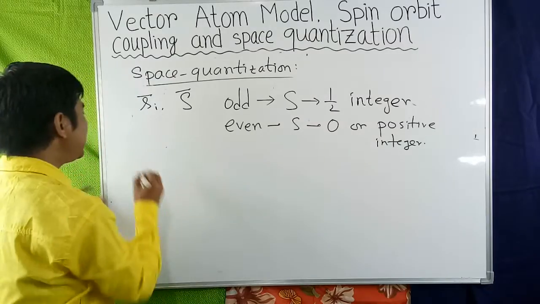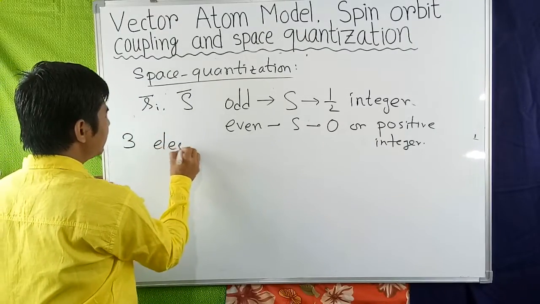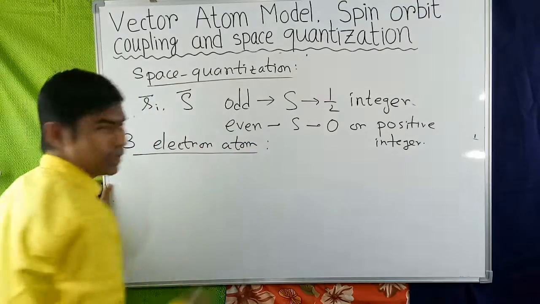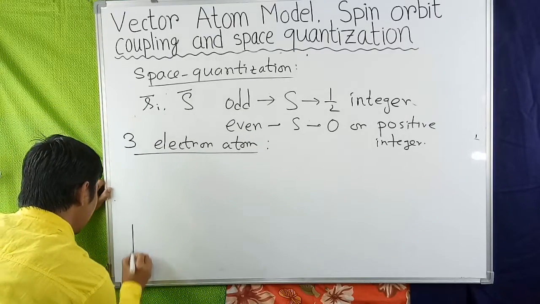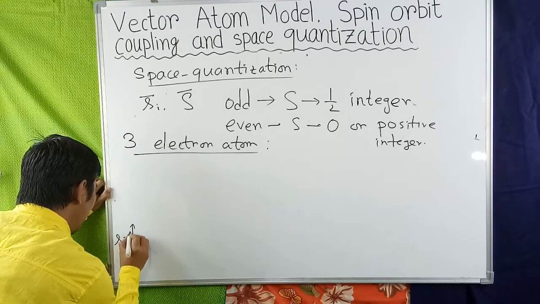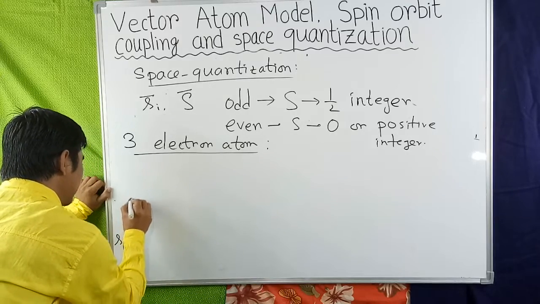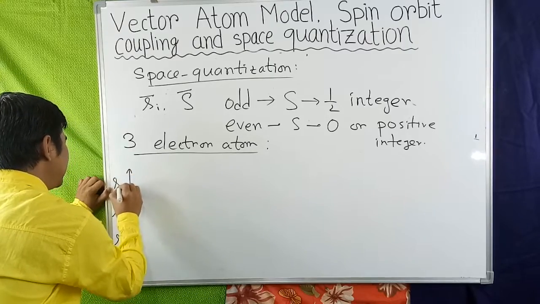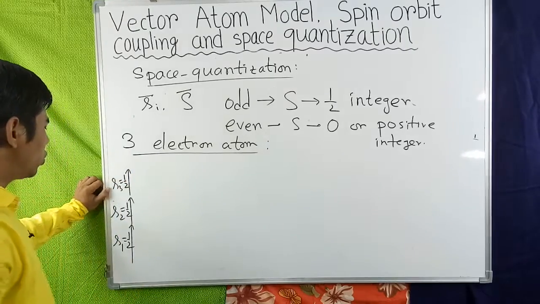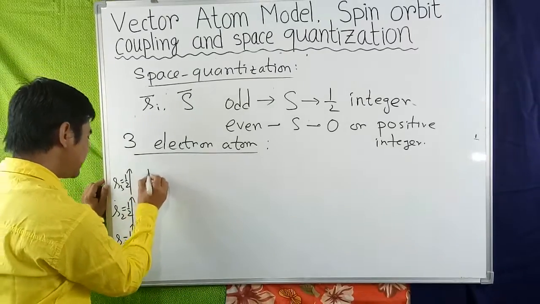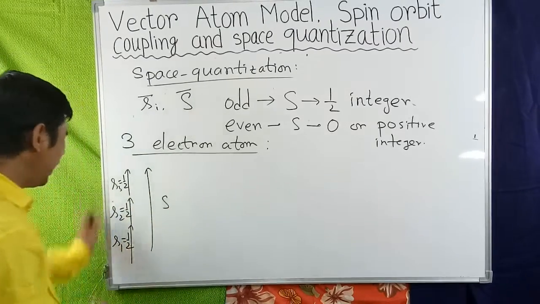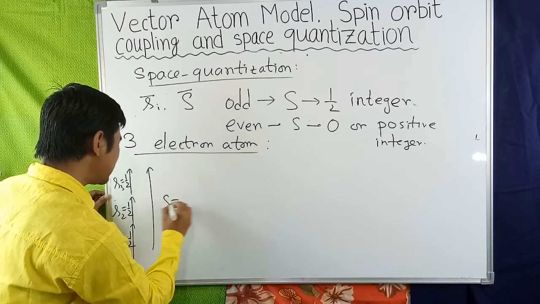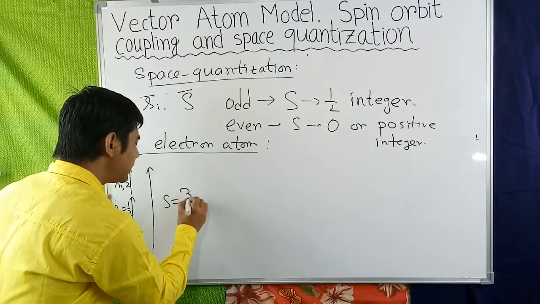For example, for a 3 electron atom, suppose this is S1 equals to half, this is S2 equals to half, and this is S3 equals to half. So the total S is capital S. Here all are parallel, all are in the same direction. So total S is S equals to half plus half plus half, that is 3/2.